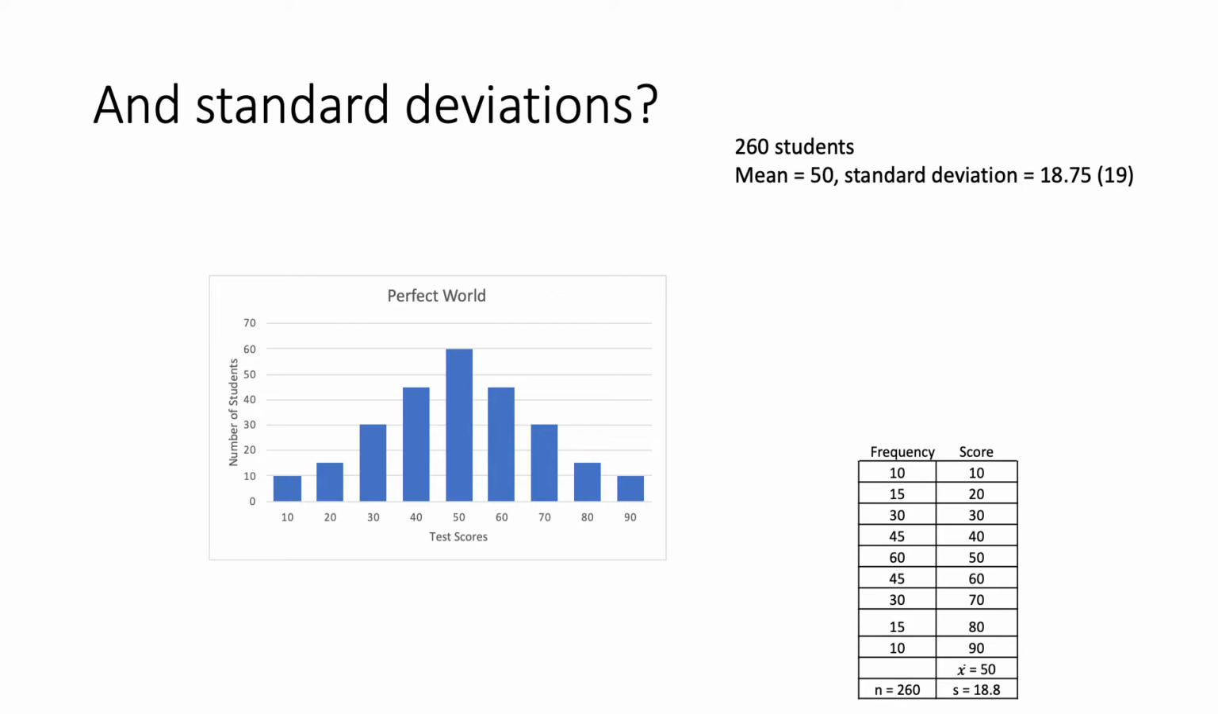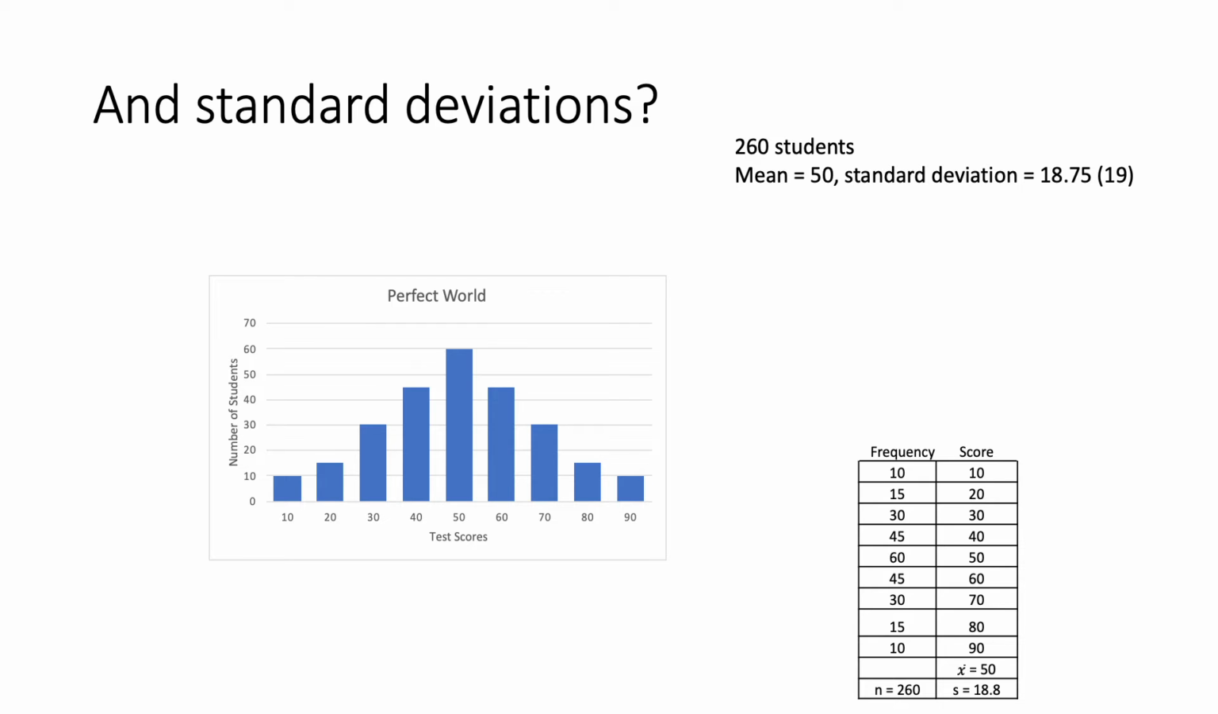Then we keep hearing about standard deviations. So think back to what standard deviations are. And I'm going to use a really fake but ideal data set. It's got 260 students in it. And they took some kind of test in this perfect world. And the mean was 50. And the standard deviation turned out to be 18.75. And I'm going to call that 19, just so that it's easy to add.